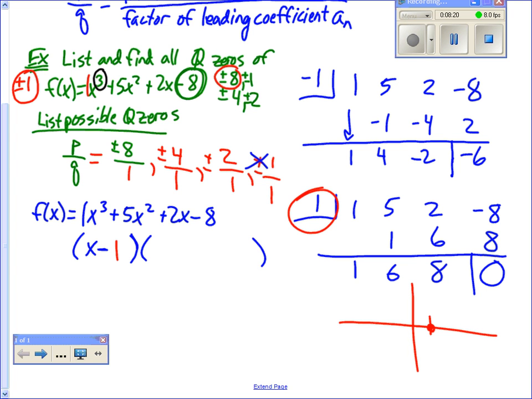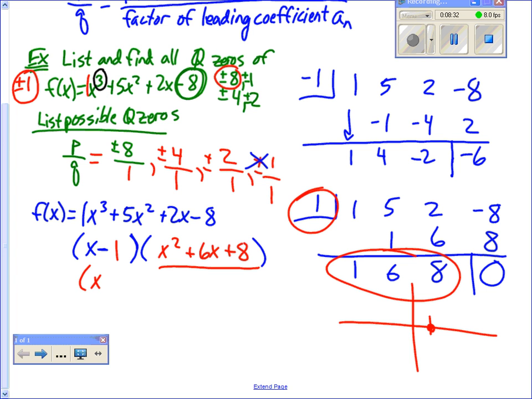Now that I know it's a factor, guess what I do with this? I put my answer right here: 1x squared plus 6x plus 8. And now it's a quadratic, so I can finish factoring this thing. That's going to factor into x plus 2, x plus 4. And guess what? I can find all my zeros, in other words, my x-intercepts.